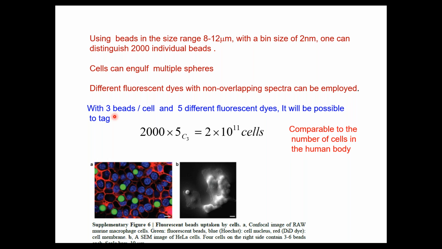In that case, with 3 beads per cell, suppose you imagine that 3 beads are engulfed by a single cell by the process of endocytosis, and 5 different colored fluorescent dyes are used as gain medium in the beads. That means it will be possible to tag around 10 raised to 11 cells. It is very much possible to tag cells of this order, 10 raised to 11 cells, which is comparable to the number of cells in the human body itself.